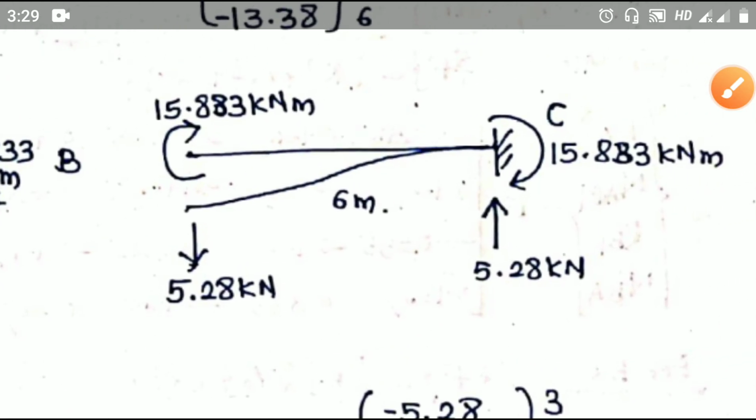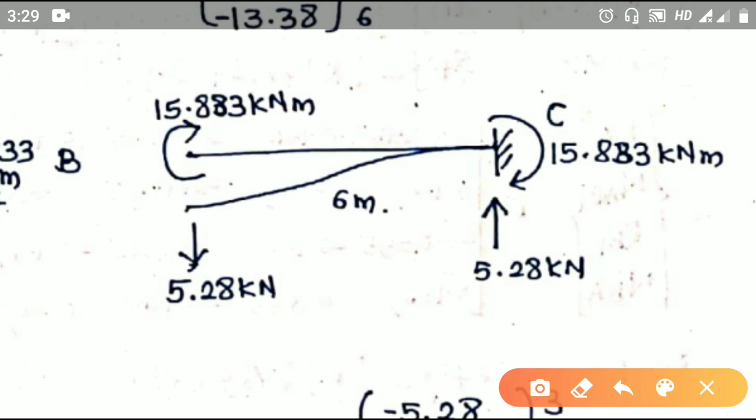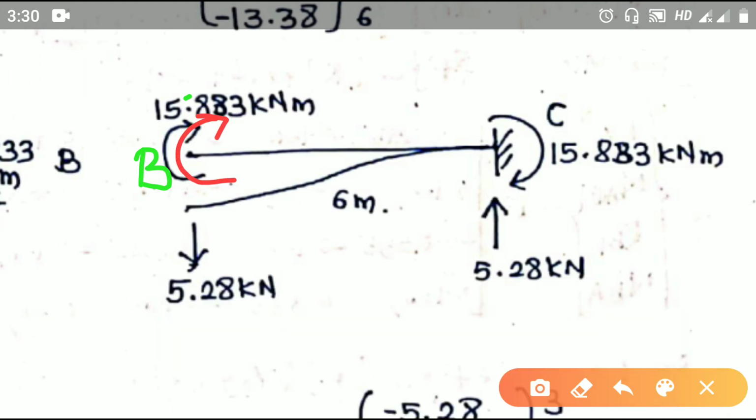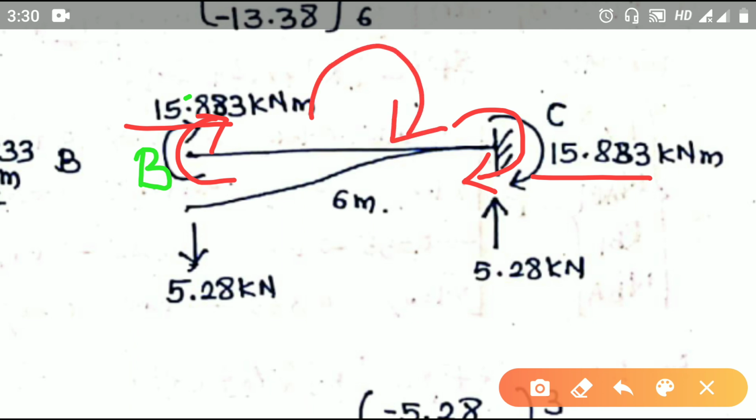For beam BC, the beam is sinking at support B. Here show this sinking. Now calculate the moment. This moment 6 EI upon L square is in a clockwise direction, and similarly 6 EI upon L square in a clockwise direction. 6 EI value is given, L value is given as 6 meter. Calculate that moment, and that value is equal to 15.833 kilonewton meter.